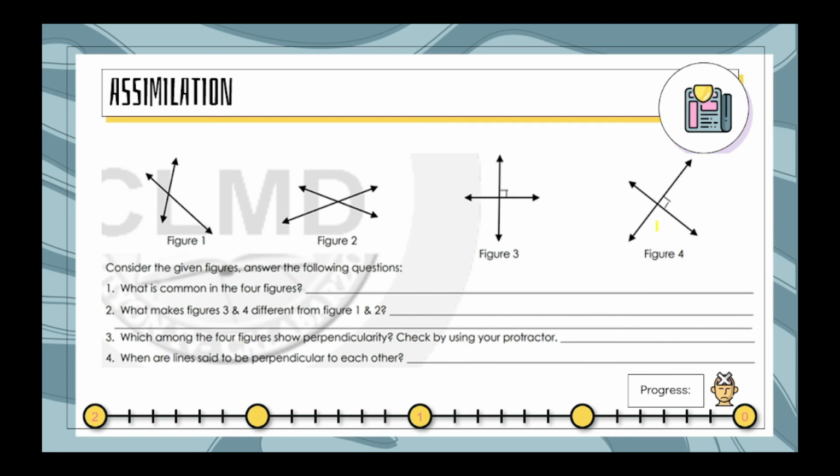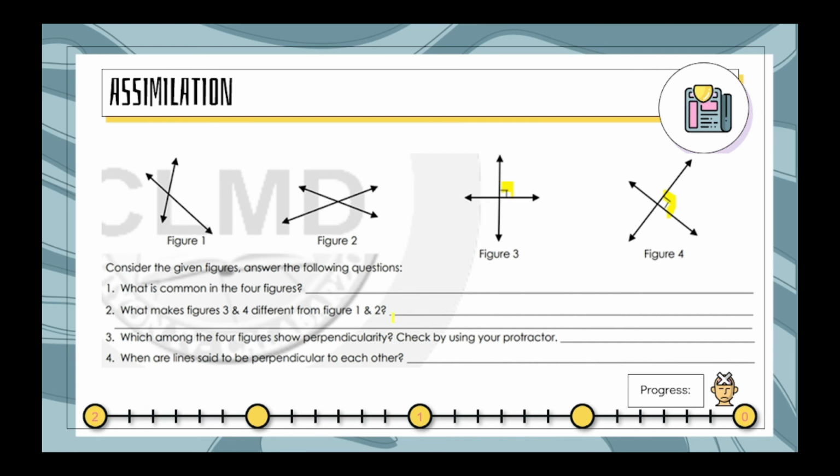Write your answer. Next, number 2. What makes the figures 3 and 4 different from figures 1 and 2? Tingnan nyo yung figure 3 and 4. Meron siyang small box dito. So, yan yung difference niya. Anong tawag dyan kapag may small box ang na-form ng dalawang lines na nag-intersect? Write your answer.